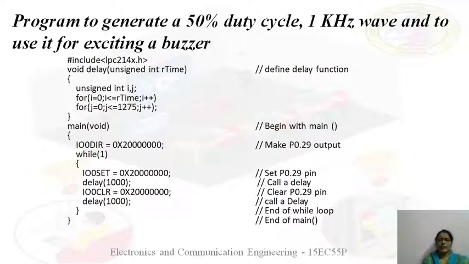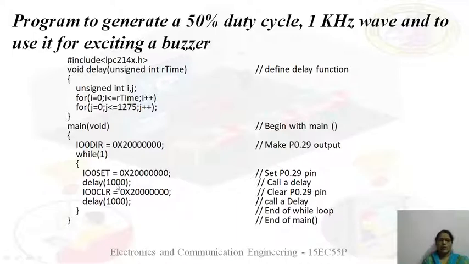You can use any loops in C. There are 3 loops we can use. Among the 3, I have used the while loop, and this one indicates that it is always true. That means it will be in an infinite loop. So IO0SET is equal to, again make this P0.29 high.